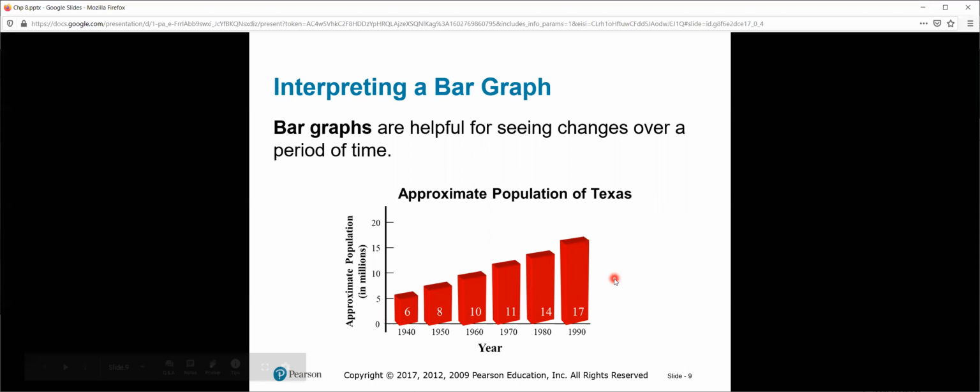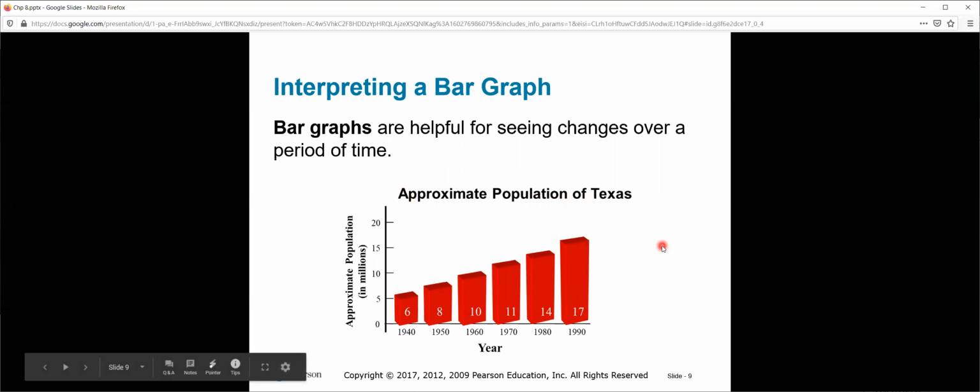But what are we looking at? We can obviously see an increase in the size of the bars. An increase in the size of the bars means an increase in what the bars represent. We can see this is the approximate population of Texas. Cool. This is kind of going over the basics of how to read a graph, right?